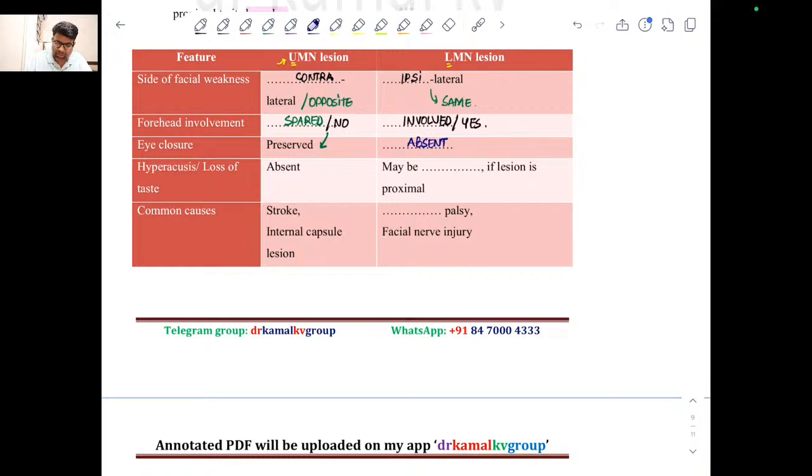Then hyperacusis or loss of taste sensation, this is from the anterior two-thirds of the tongue, right? Now all these findings are not present in upper motor neuron lesions. They are only present in lower motor neuron lesions if the lesion is proximal to the origin of the respective nerves.